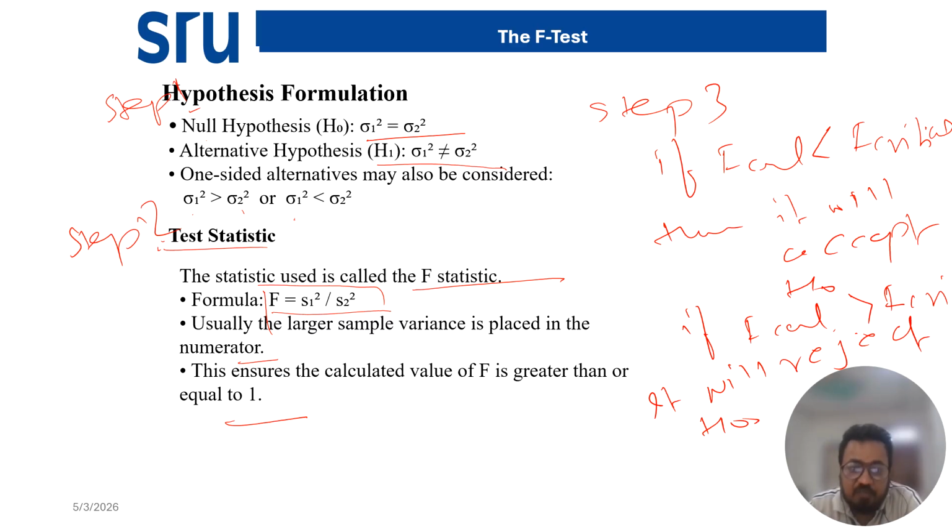So what things have to be done? In step 1, we have to determine the null hypothesis and alternative hypothesis. In step 2, we find the test statistic value, called the F statistic, using this formula. Then in step 3, we find the critical value of F from the F distribution table. Then we check whether the F calculated value is less than F critical. If it is less, we accept the null hypothesis, otherwise we reject it.